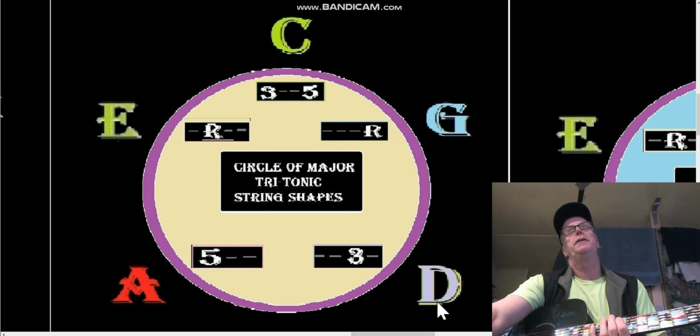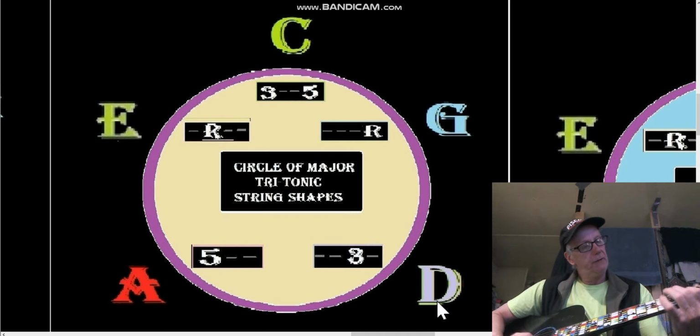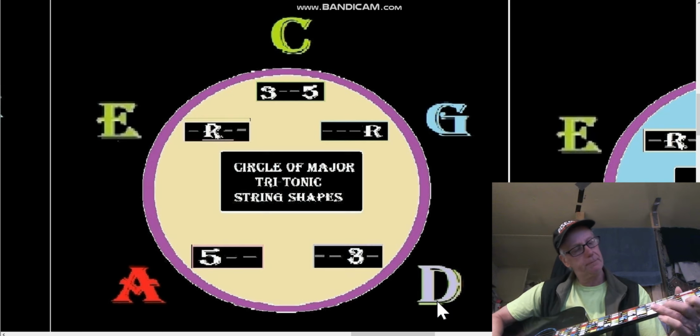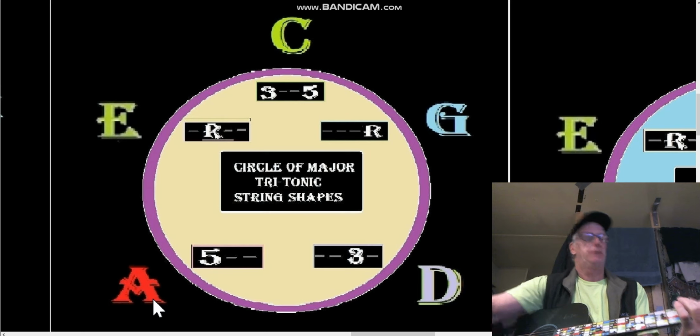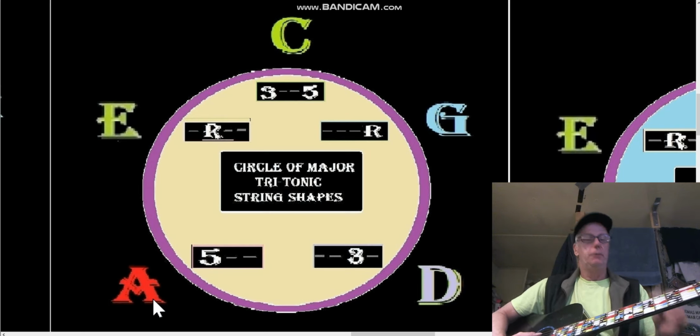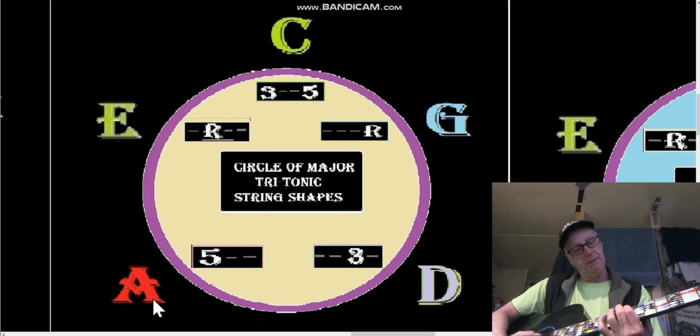If we want to start on the D, it'd be 2, 3, 4, 5, 6, 7, root, 2, 3, 4, 5, 6, 7, root, 2, 3, 4. If we want to start on A, we have to start where the A starts, which is the fifth in the key of C. Here's my G.